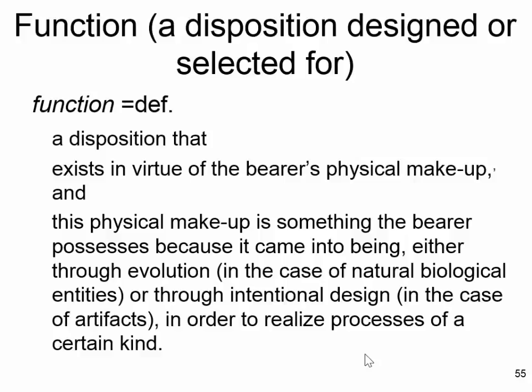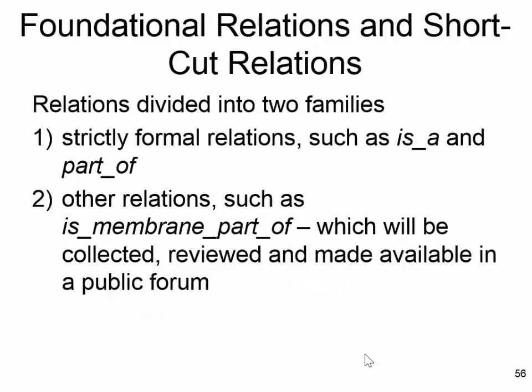And as far as we know, there are only two ways in which things can be designed or selected for. Either because they're artifacts, designed or selected for by a maker, or because they are parts of organisms, as in the case of the heart or the hand. In addition to the categories which you see on your handout, there are also various relations which BFO recognizes. And we can divide these relations into two families. On the one hand, there are foundational relations, such as is a and part of, which are, like the rest of BFO, completely domain neutral. So is a and part of apply to all kinds of domains.